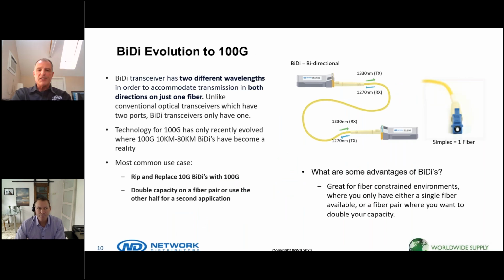Yeah, the first thing to say about BiDis at 100 gig is that technologically, 100 gig wasn't there until recently. It really only started coming on strong in the 2022 timeframe. So BiDi is pretty basic: 2 different wavelengths, both wavelengths can operate on a single fiber. So the advantage is that it's great when you have fiber constrained environments, just as you said, Brian. So what's available for 100 gig optics right now, and why would you use it?